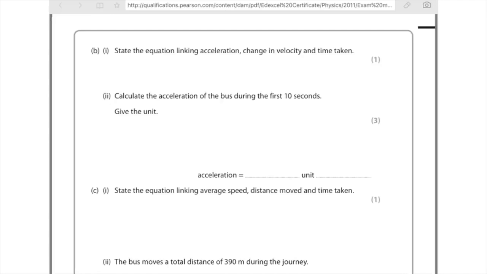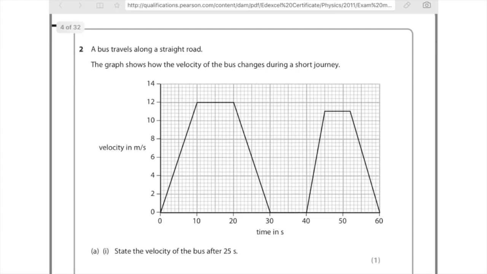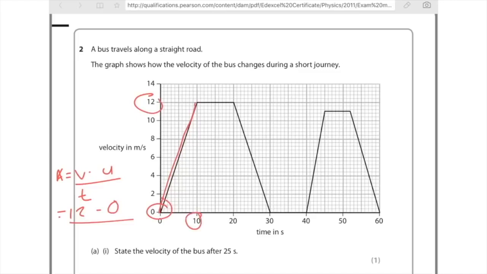Calculate the acceleration of the bus during the first 10 seconds. Give the unit. That's worth 3 marks. So we'll have a look back up here and we're looking at this portion of the graph. The first 10 seconds, we're looking at the gradient. So that equation was acceleration equals v minus u over t. So that is final speed, which is 12, minus initial speed, which was 0, over time taken, which was 10. So 12 take 0 over 10 is 1.2. The units of acceleration are meters per second squared.